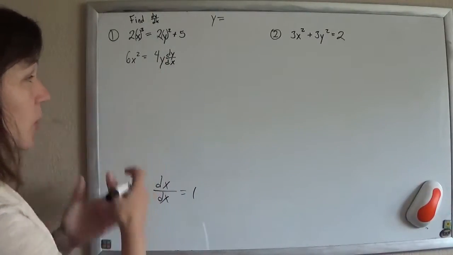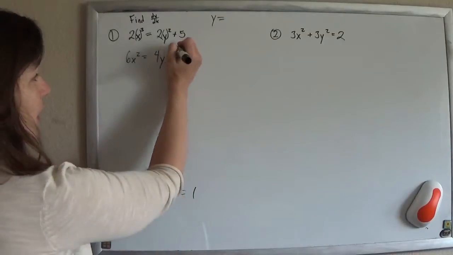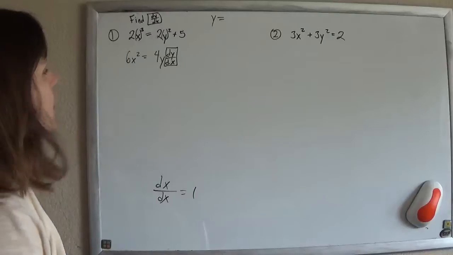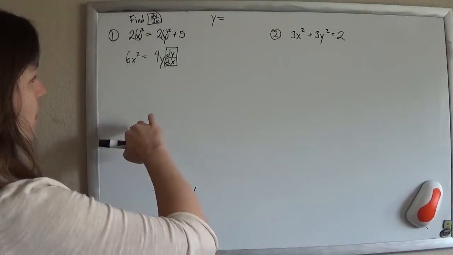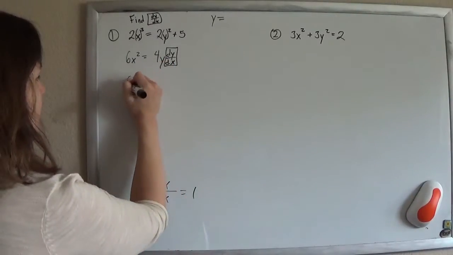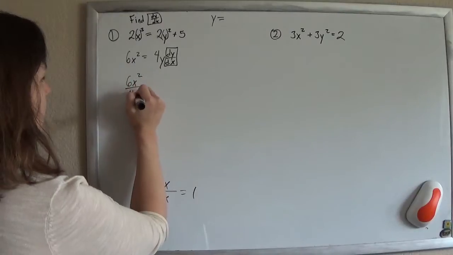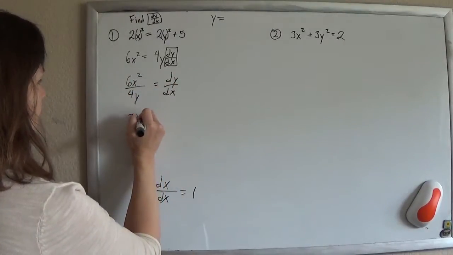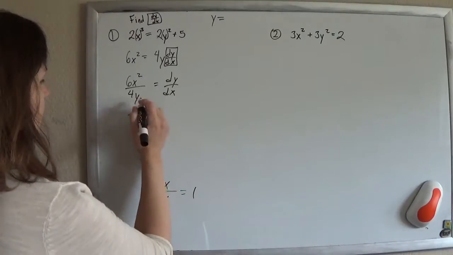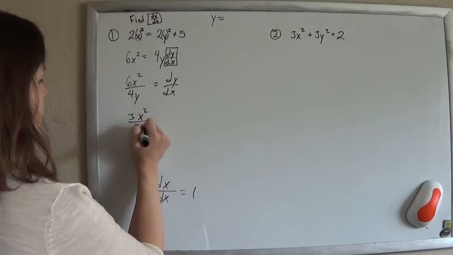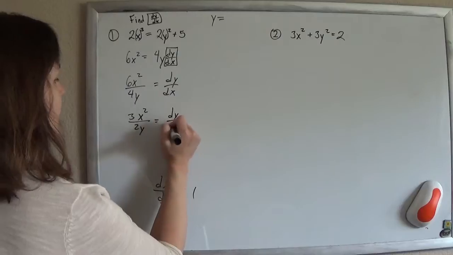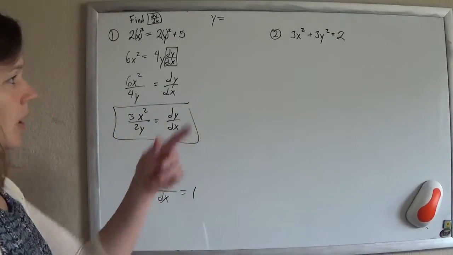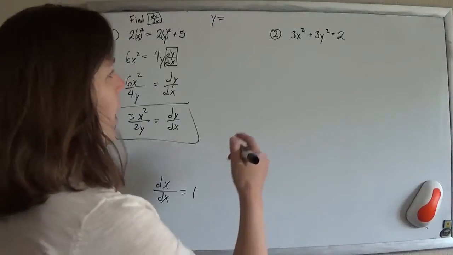Okay, so we're almost there now. Now it's just algebra to solve for dy/dx. If I want to solve for dy/dx, I'm just going to divide both sides by 4y. And I'm going to simplify my fraction. And I'm going to get 3x squared over 2y is the derivative. And that is what I wanted to know. Check. Done.